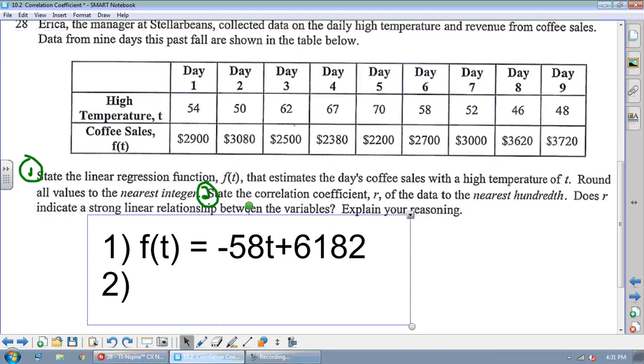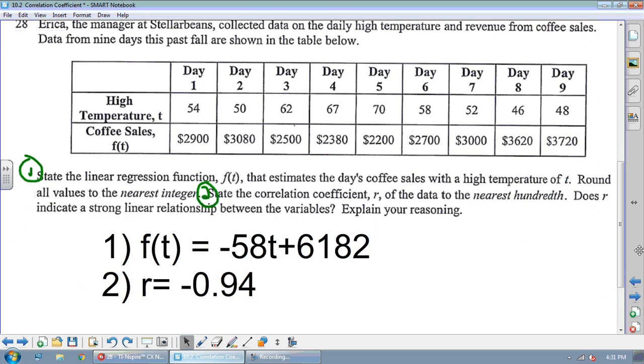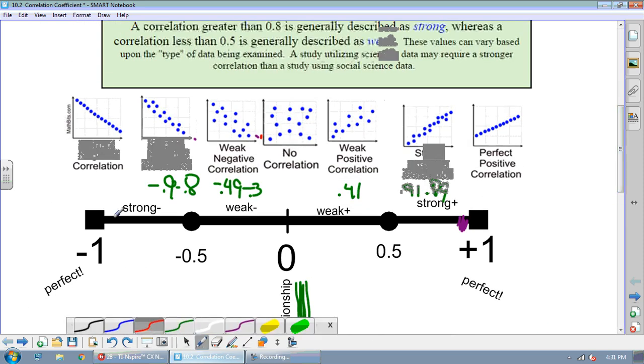So let me go back. R equals negative 0.94. This would get us 3 points out of 4 because we need to state what kind of relationship this is and why. Since this is a negative number, we're going to look at the negative side of the scale, and it's 0.94. 0.94 would fall on the scale right around here. Not quite perfect, because perfect is -1, so we are still in the strong negative correlation area.